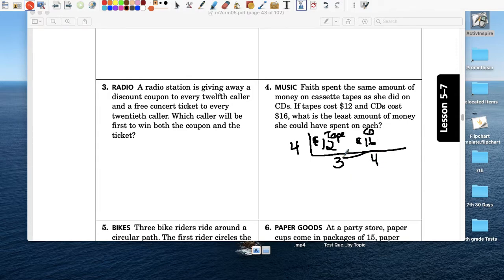Right? So the LCM, what's the LCM here? The LCM is 4 times 3 times 4. And 4 times 3 times 4 would be 48. So the least amount of money she would spend would be $48. No, hang on a second. Am I multiplying this right? 16, 48.